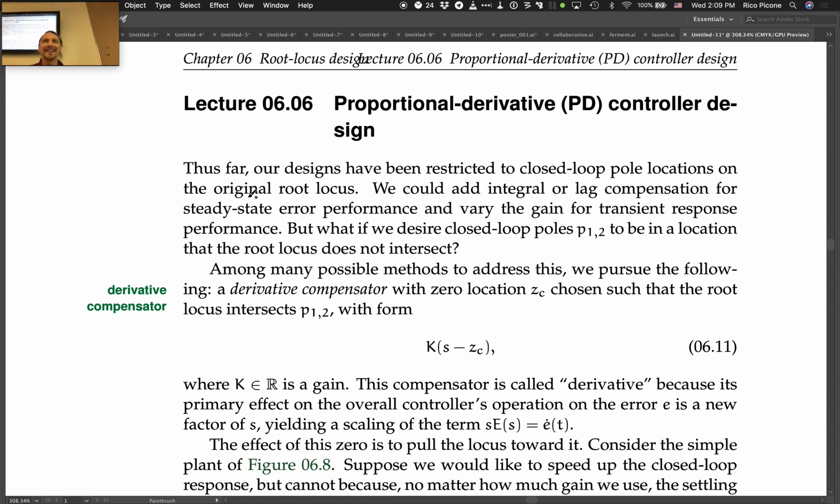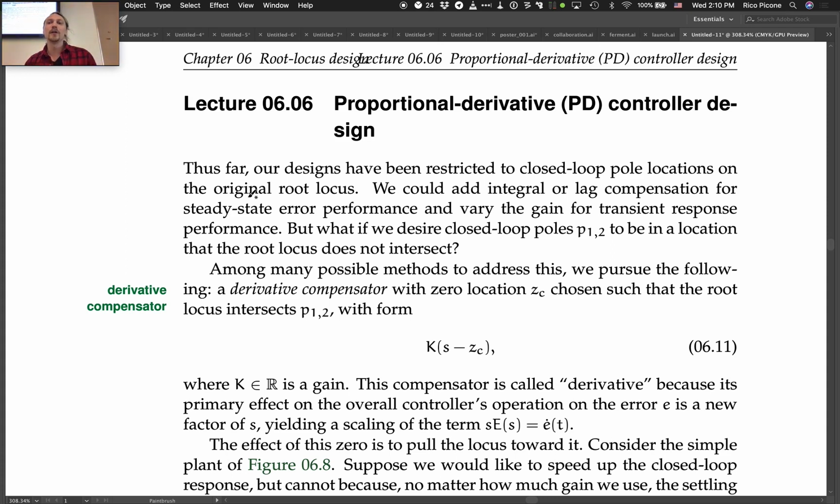Okay, lecture 6.6, proportional derivative or PD controller design. So thus far, our designs have been restricted to the closed loop pole locations on the original root locus. Remember, P control just allowed us to move our closed loop poles along the root locus. So if our root locus didn't go through the closed loop pole location we desired, we're screwed, right? We couldn't do anything about it. But we're going to do something about it today.